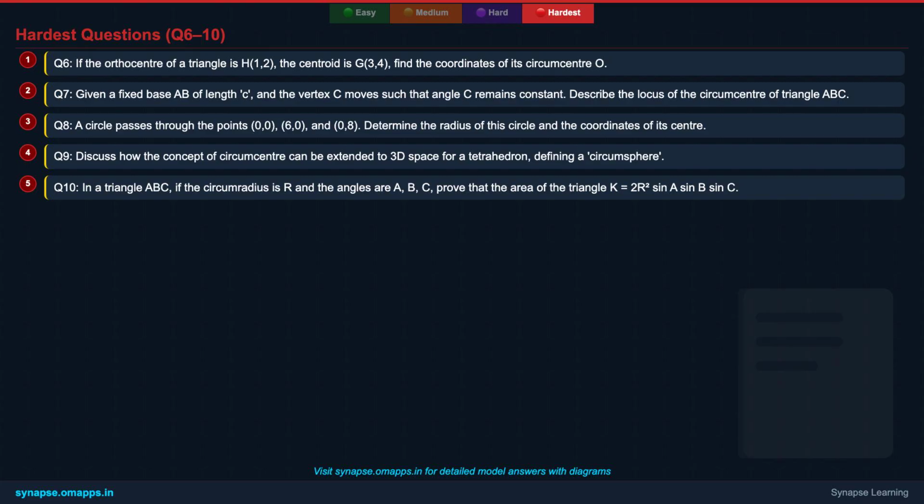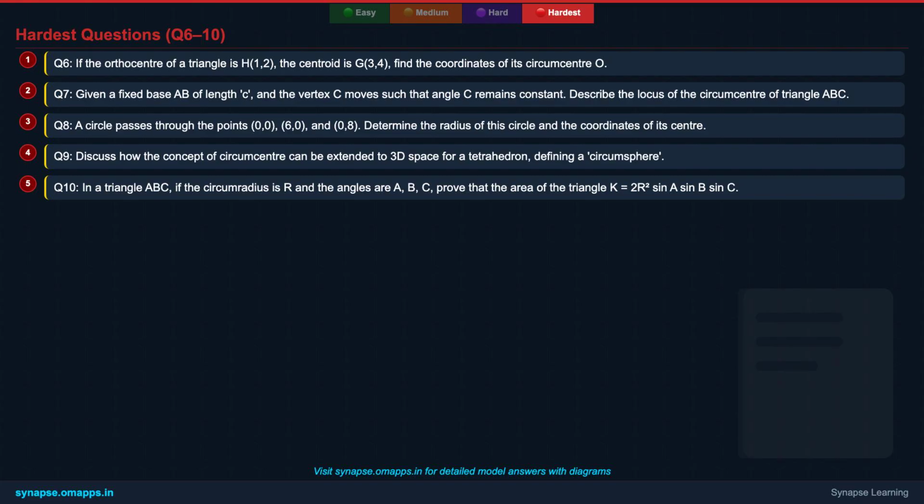Q7. Given a fixed base AB of length c, and the vertex C moves such that angle C remains constant, describe the locus of the circumcenter of triangle ABC. Q8. A circle passes through the points (0,0), (6,0), and (0,8). Determine the radius of this circle and the coordinates of its center.